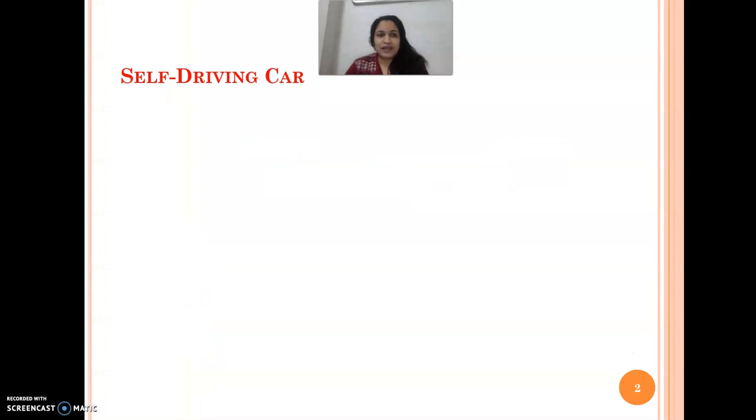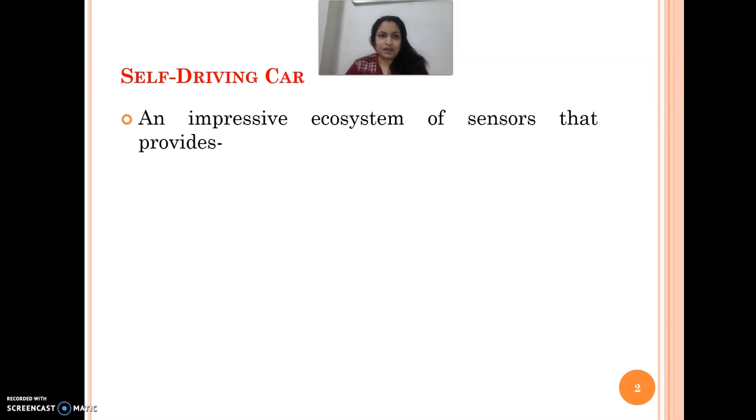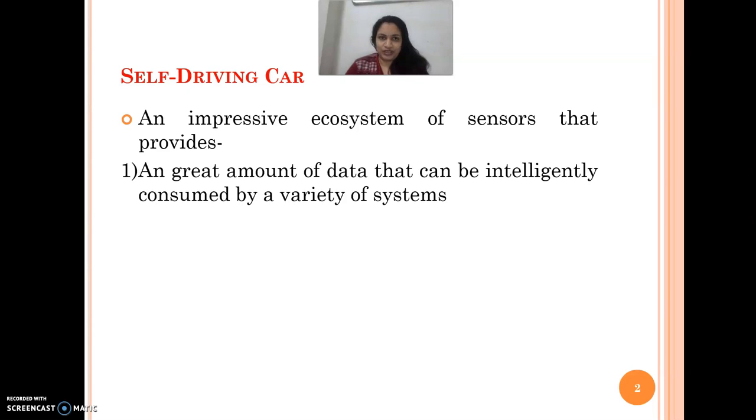Before starting with the actual topic of sensors and actuators, let's take an example of a self-driving car. One of the well-known examples of a self-driving car is the Google car. This type of car has many types of sensors which build an ecosystem of sensors which provides very interesting data. Here we are going to list out what these sensors provide us.